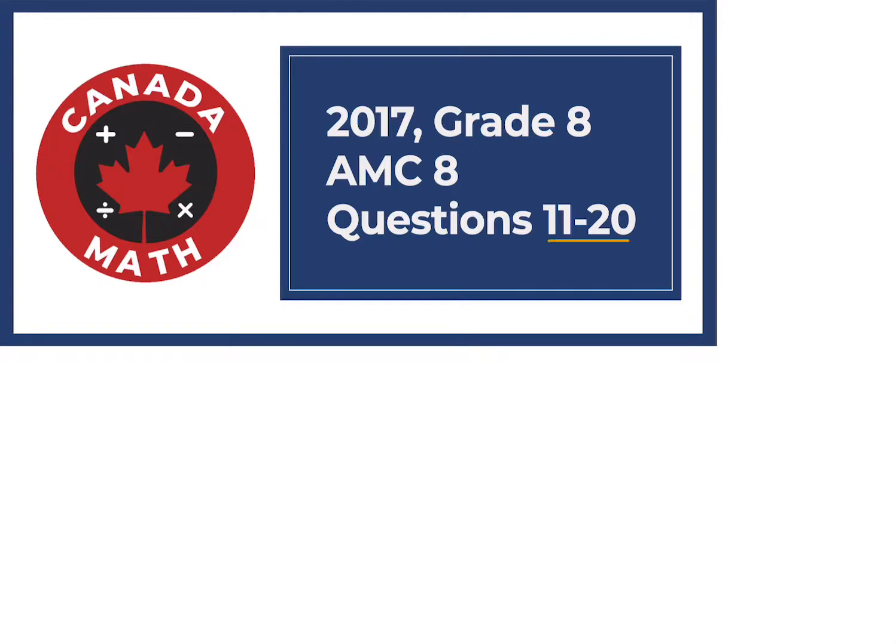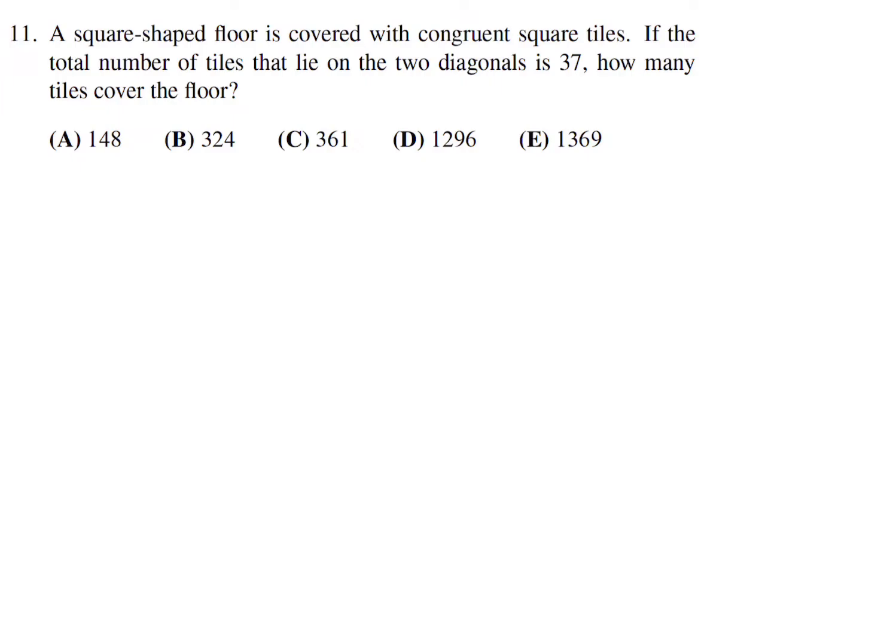Questions 11 through 20 on the 2017 Grade 8 AMC 8. A square-shaped floor is covered with congruent square tiles. If the total number of tiles that lie on the two diagonals is 37, how many tiles cover the floor?